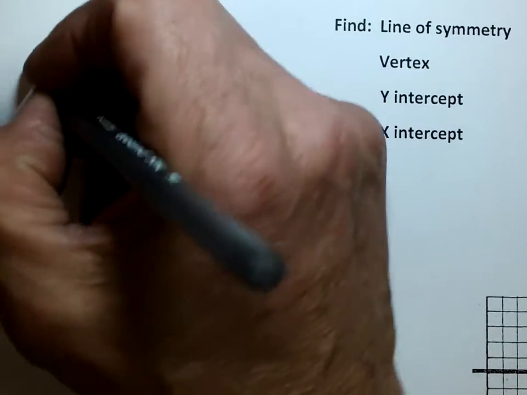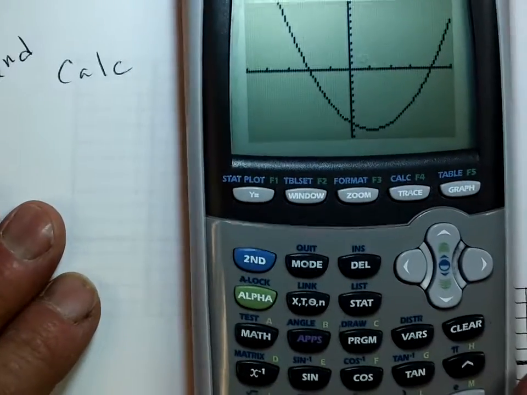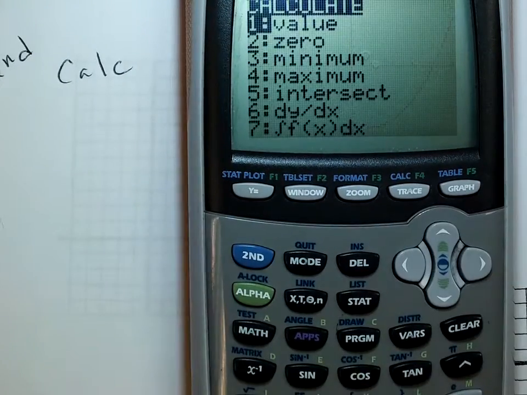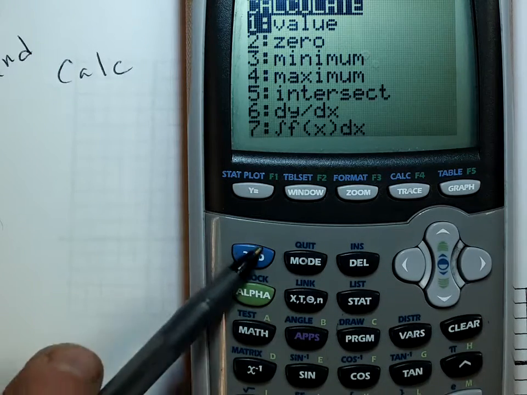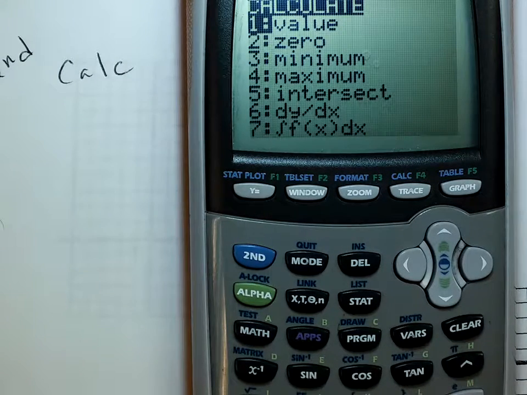It's in blue, so you're going to go second calc, all right? So I'm going to go to second calc, and I get a whole bunch of choices. So hit the blue button, and then calc, which is right up here by the trace. I want this button right there, okay? Everybody have it? Anybody not?